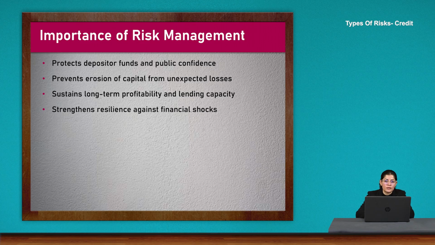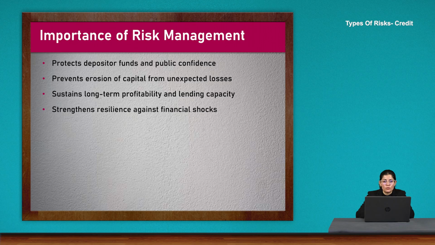Another one is regulatory compliance. Supervisory authorities require banks to meet minimum capital and liquidity standards and to maintain robust credit and operational controls. Weak risk practices invite regulatory intervention. Another one we have is reputational protection. Events such as fraud, cyber breaches or operational failures can destroy trust built over decades. Effective risk controls help preserve this intangible but critical asset.